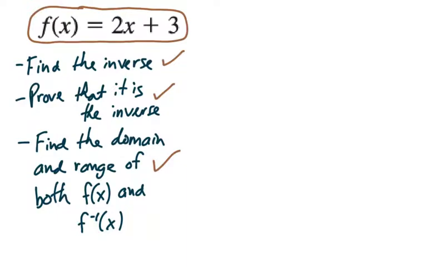Okay, so the first two you're fine with. We did that in the last video as well, but let's just walk through it. All right, let's find the inverse. So what we're going to do, if you remember, I need to switch x's and y's. So in order to switch x's and y's, I first need a y. So where is my y? It's f of x, right? So we're going to change f of x into y.